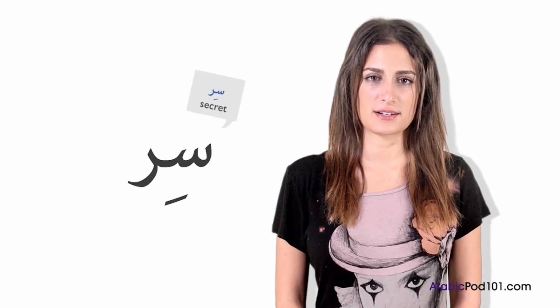Now let's learn some words using these 2 letters and the letters we learned before. First, we have Sir, meaning secret. Sin is in the initial form with a kasra beneath, connected to Ra in the final form. Here's how to write it. Sir.